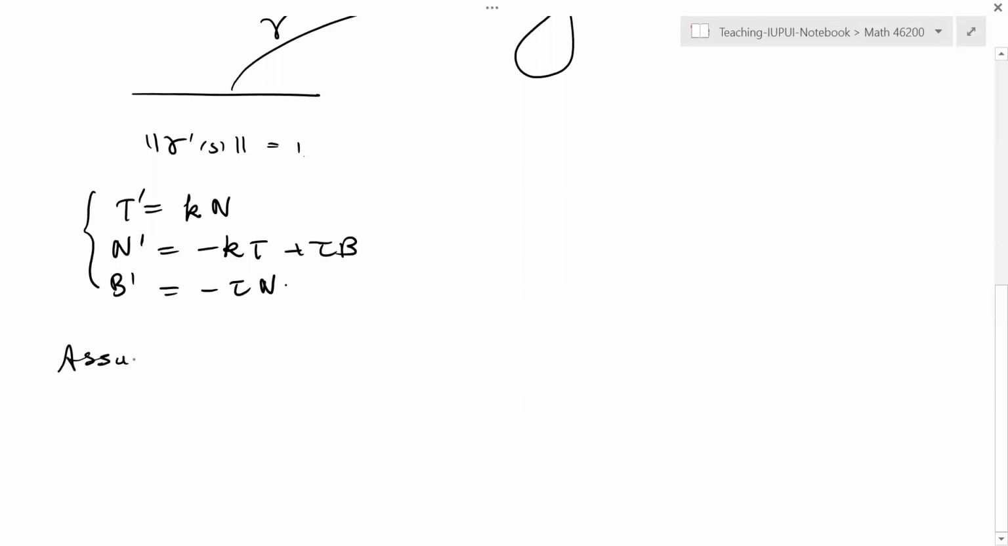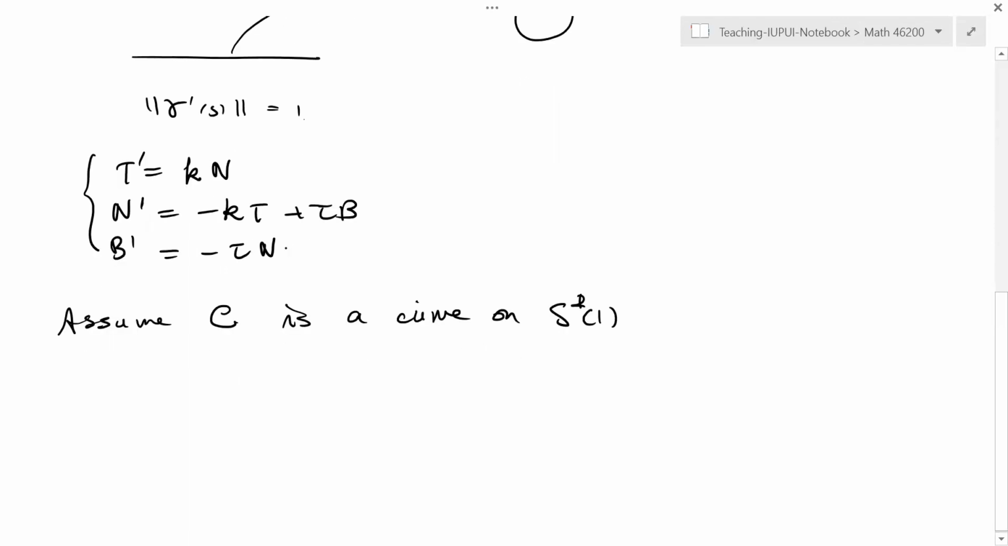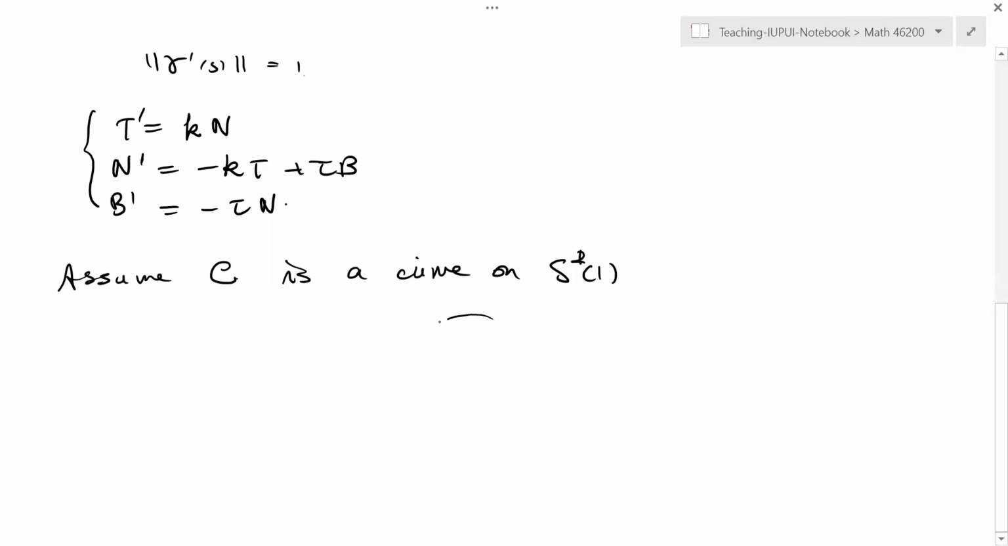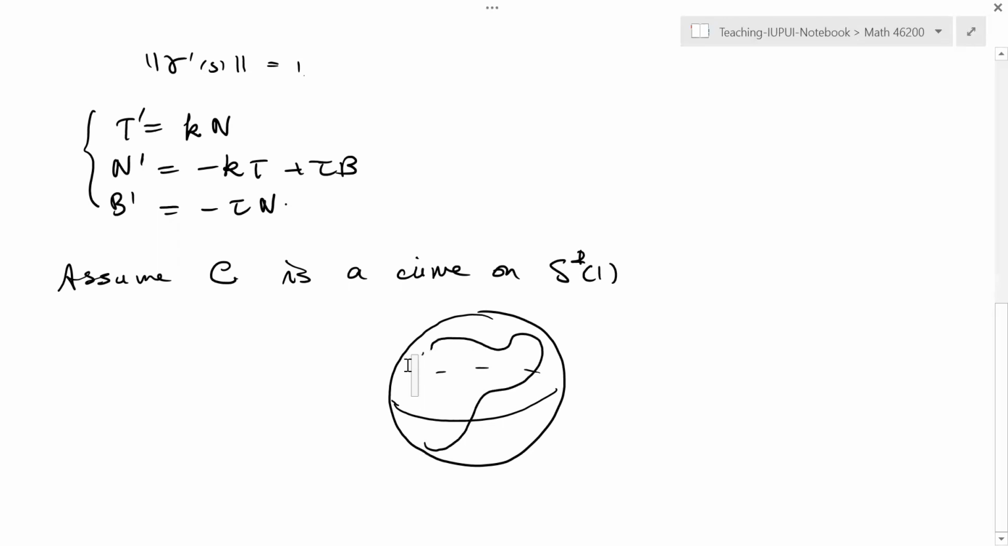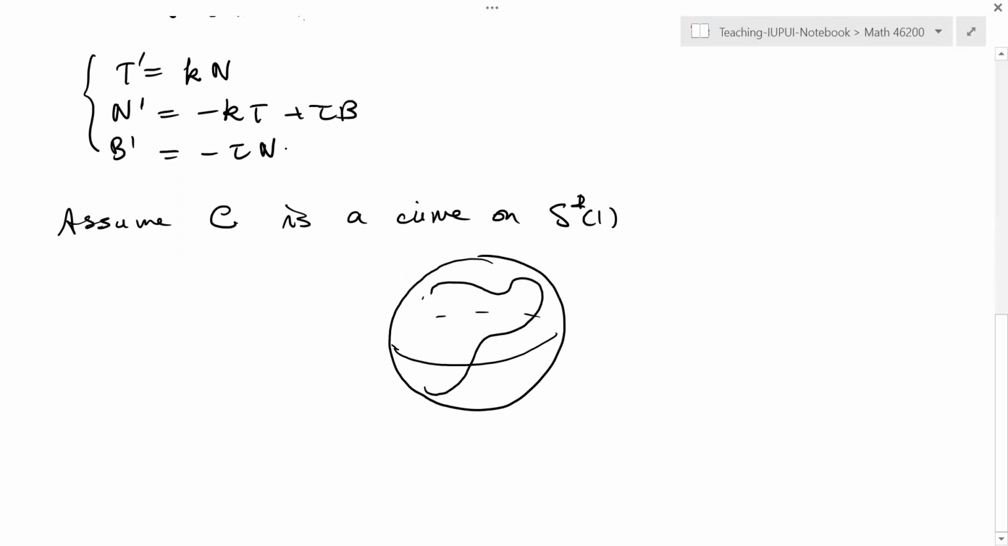Now let's focus on a curve on a sphere. Assume that C is a curve on S2, the unit sphere. Let's look at how special it is. We can consider it as a space curve, but it is on the sphere.